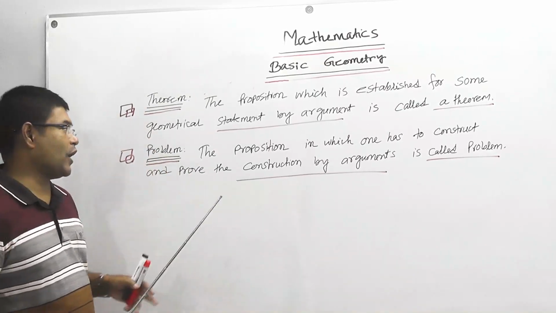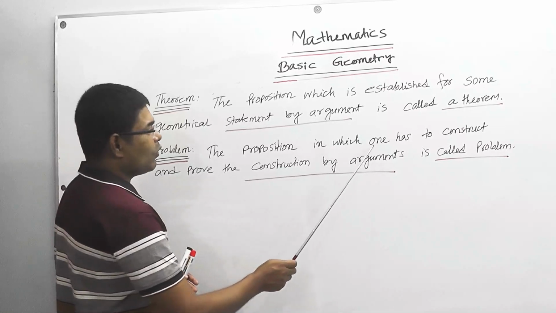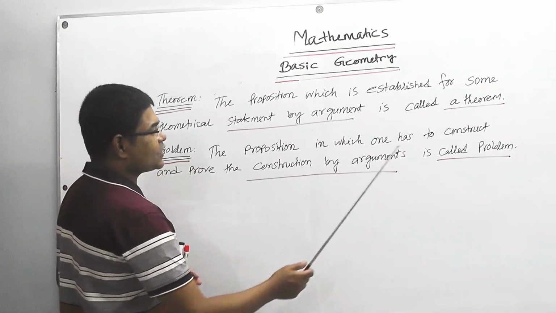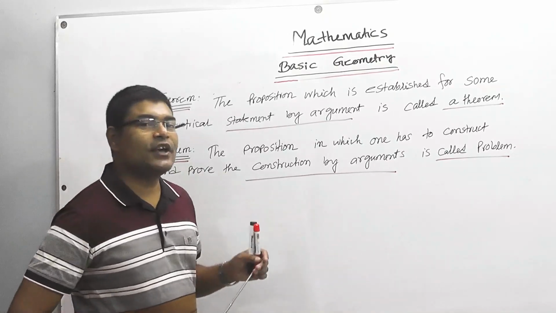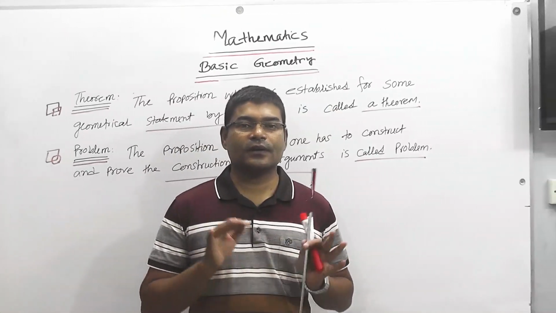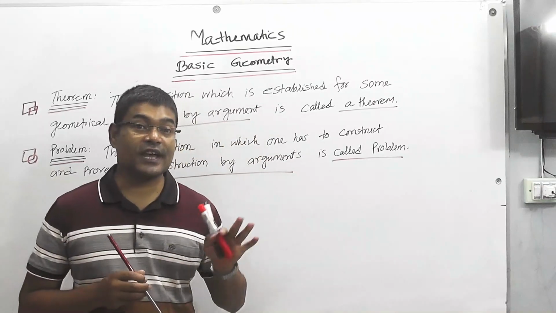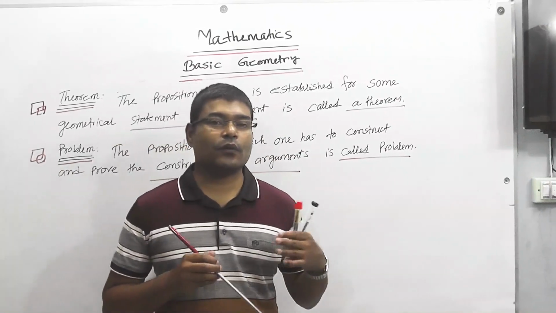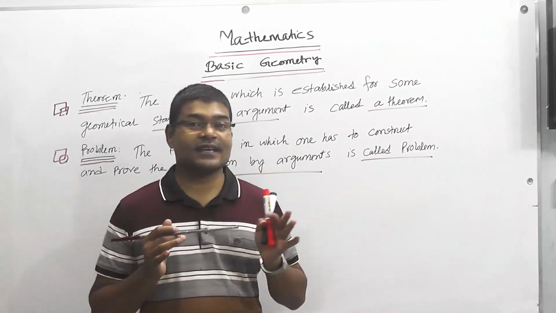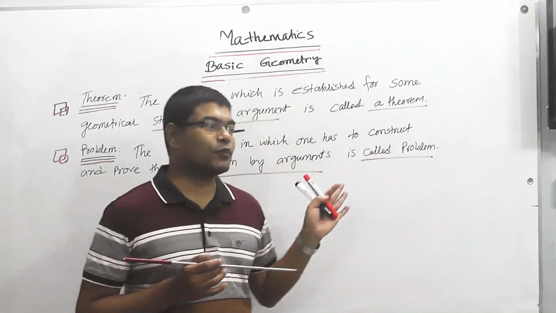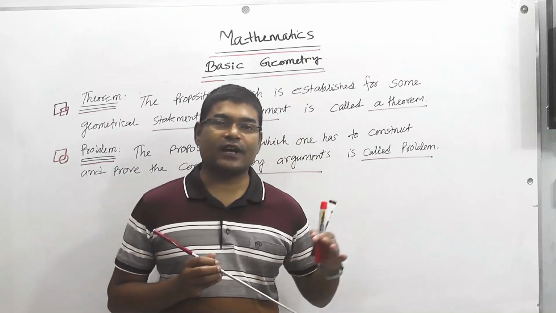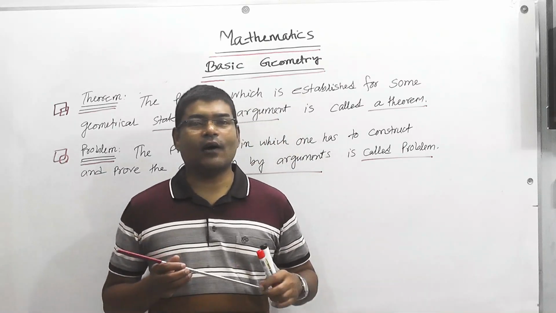And what is called problem? The proposition in which one has to construct and prove the construction by argument is called a problem. So the theorem depends on your proof, but in construction you have to construct. When you prove a theorem, proof is important, but in a problem you have to draw according to the instruction.